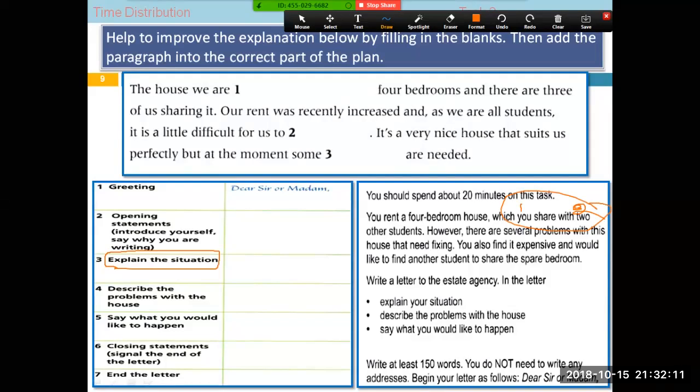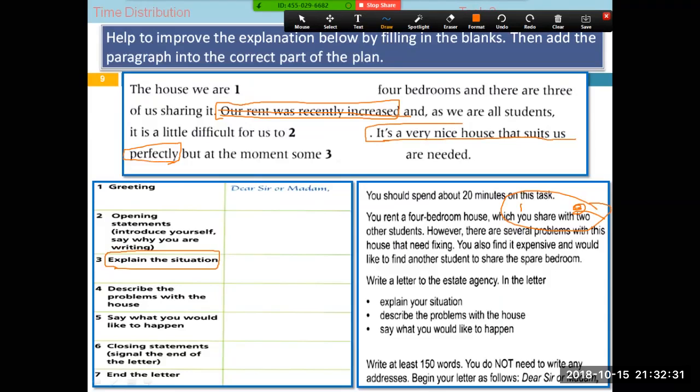Where is it written, "Our rent was recently increased"? Nowhere. It is not written anywhere. So this is an assumption. You don't have to write it. Similarly, "it's a very nice house that suits us perfectly." Again, this is an assumption.